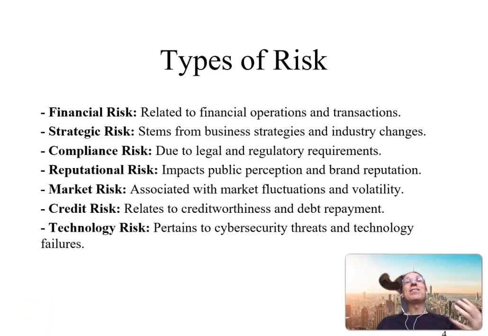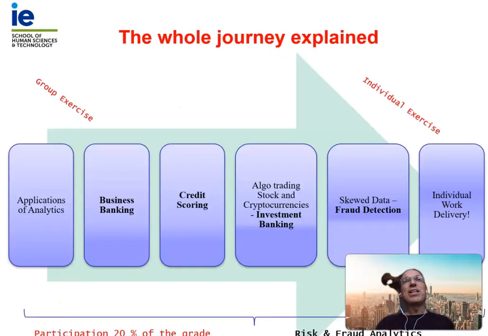But we dive deep, explaining with data, Python, and examples, only four problems that are related to those risks. So basically the first part is just an application of analytics, like the types of risks, and then the many different target variables that are problems that can be solved in the realm of risk. And then we enter the first type of risk, that is business banking.